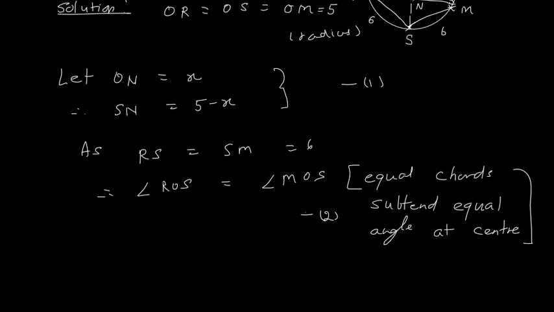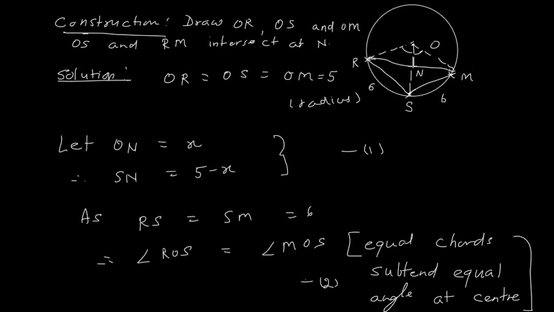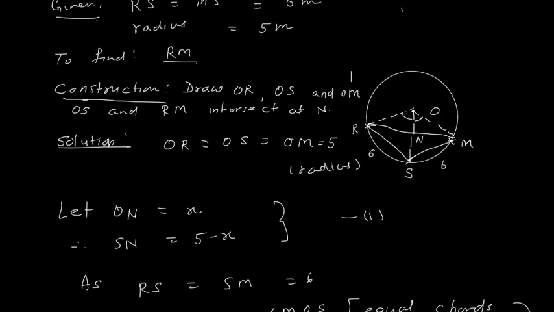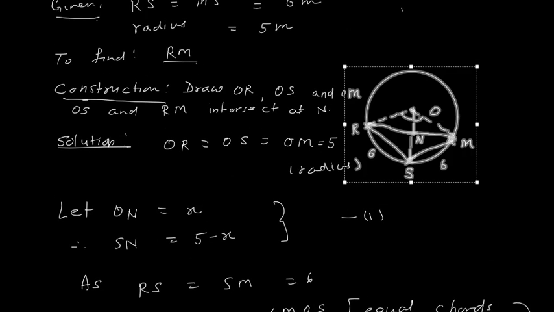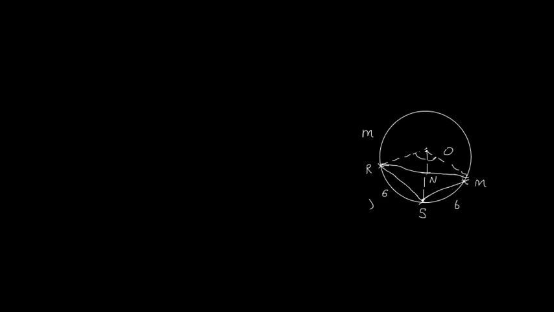So here I will just copy this diagram. I will erase this part and this part. Okay, so here now I will take two triangles. In triangle ORN and triangle OMN.